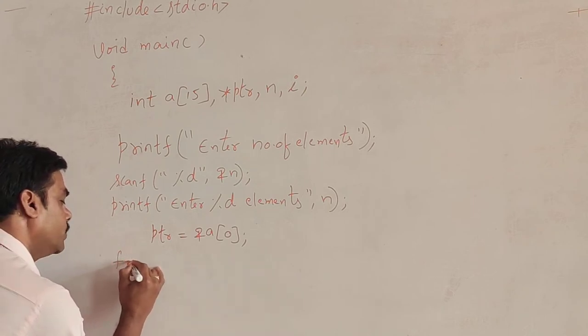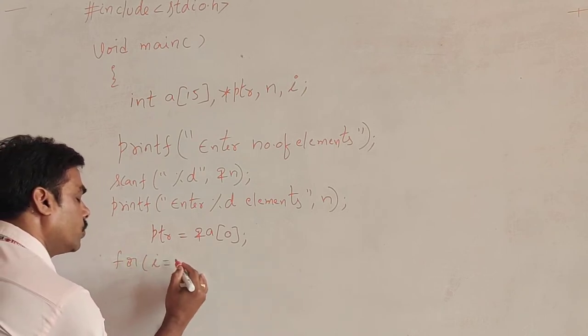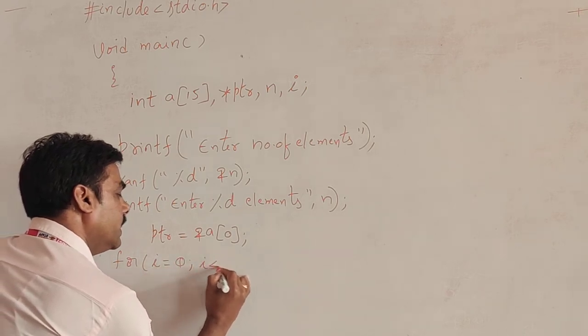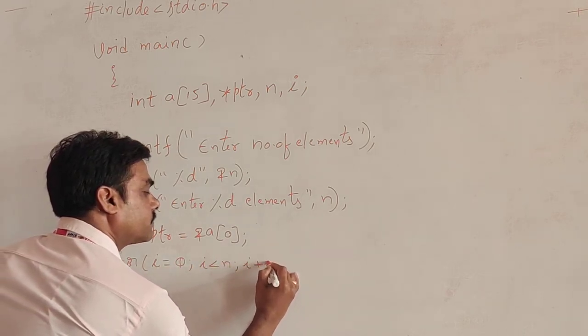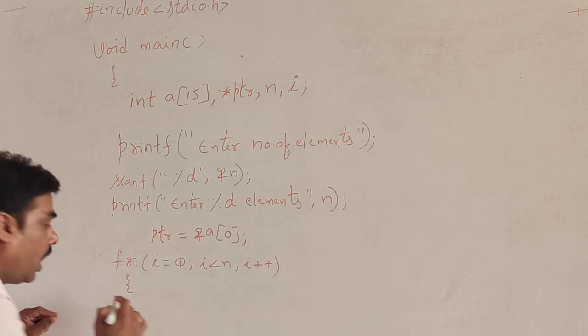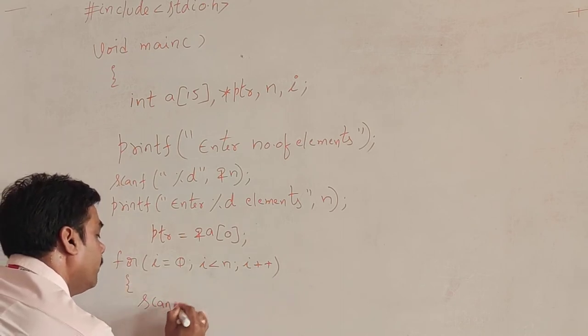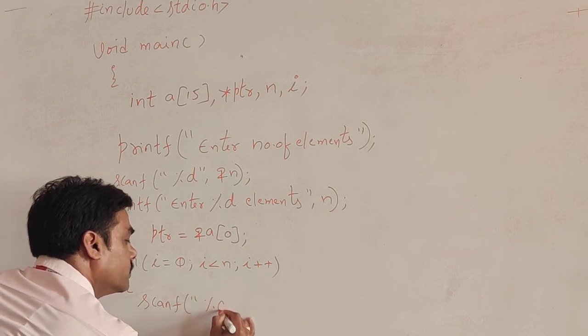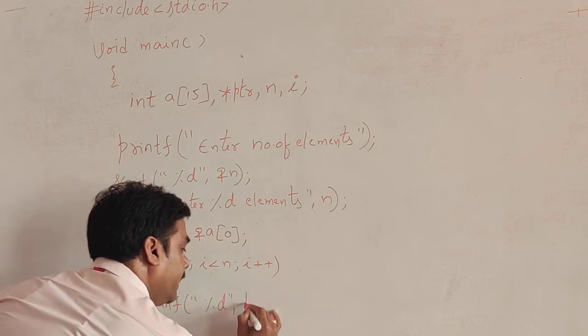If you want to read, I am using the for loop: for i is equal to 0, i less than n, i plus plus. Within the for loop, you already know how to read, for example, scanf with the help of the pointer, integer, percentage d, after that ptr value.